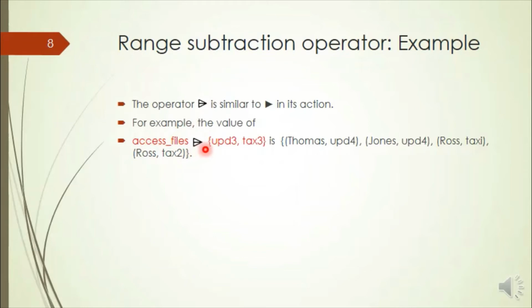So by applying the range subtraction operator with the subset update 3 and text 3, it would return another relation containing those order pairs without update 3 and text 3 files.